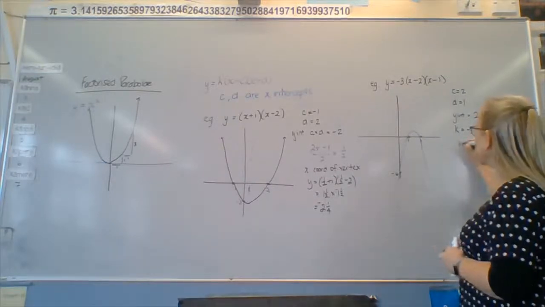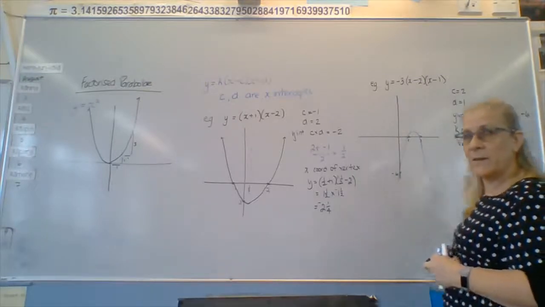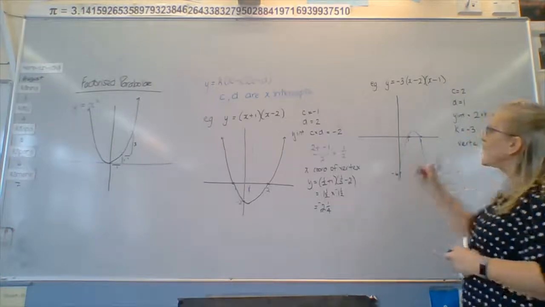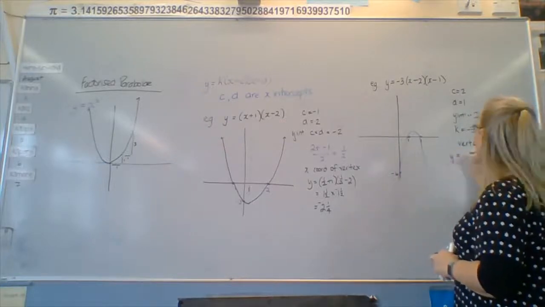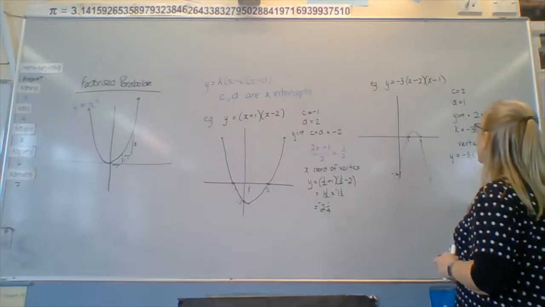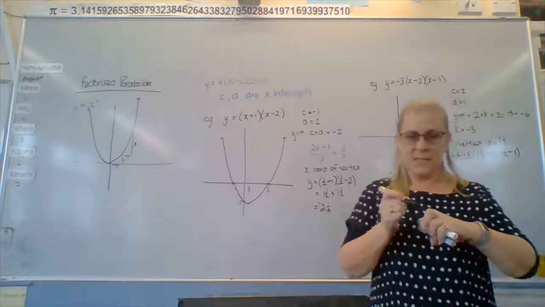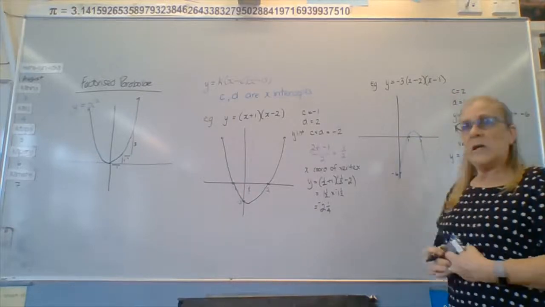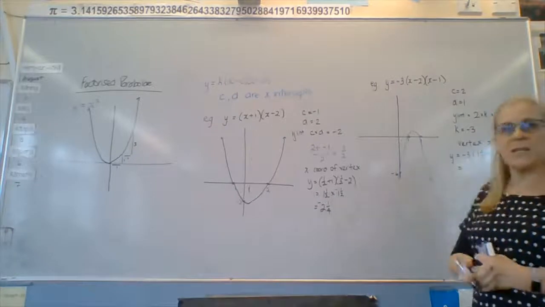So the vertex has an x coordinate of what? Good, well done. 1.5. So to find the y coordinate, I need to put it in here, and you can just put it in your calculator. So y equals negative 3, 1.5 minus 2, bracket, bracket, 1.5 minus 1. Somebody put it in your calculator. Tell me what the answer is. Just put it in exactly as it's typed there. You don't need to use your brain.